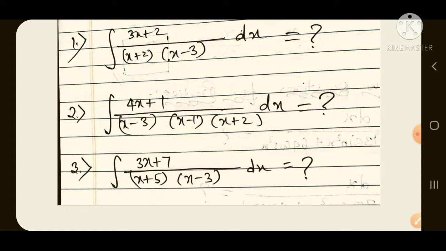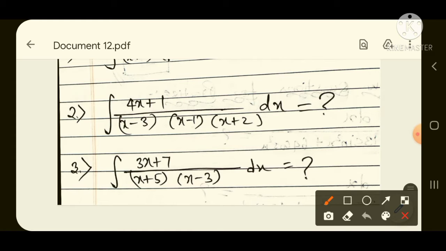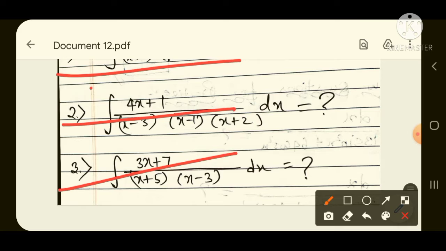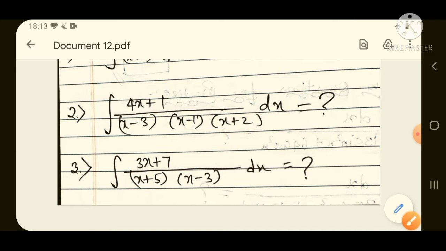So friends, what if I tell you to solve these three questions in just 10 seconds? Yes friends, you heard it right, first, second and third. These three questions in just 10 seconds. Then what will you do?